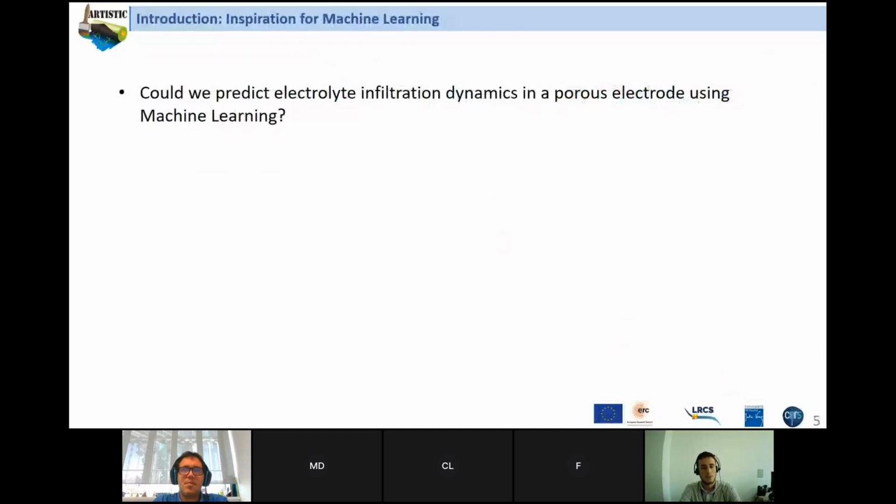So the problem, however, as we already mentioned several times during the webinar, is that these simulations are pretty expensive. In fact, relatively small volumes take several days of calculation to complete. And we wondered if it was possible to predict, or at least capture, the main aspects of the electrolyte infiltration dynamics in a porous electrode using machine learning.